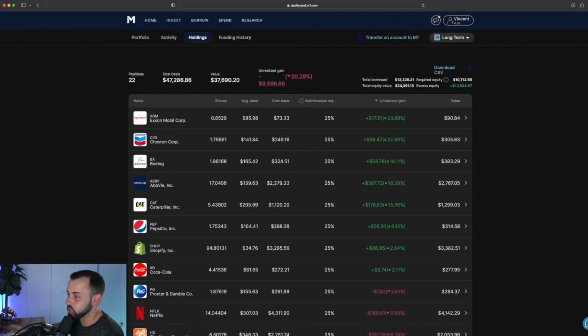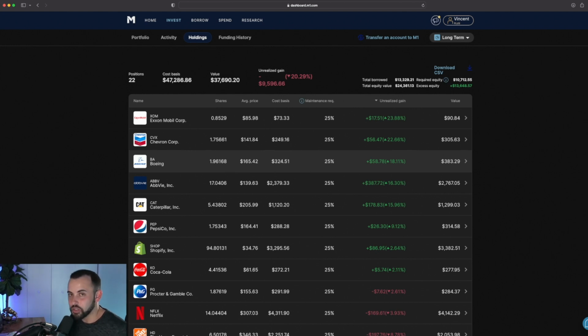So if I go ahead and filter this by top gains to top losses, looking at the stocks that I have gains on, you can see these are mostly dividend stocks. And this is very resemblant of what happened in 2022. I'm green on Exxon, I'm green on Chevron, Boeing, AbbVie, Caterpillar, Pepsi, and Coca-Cola. These are all stocks that did outperform in 2022, and I am green on them in the portfolio.